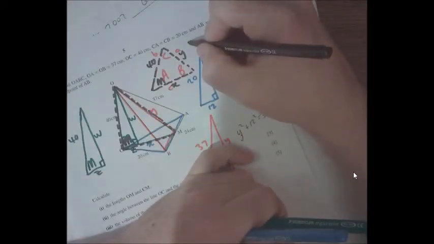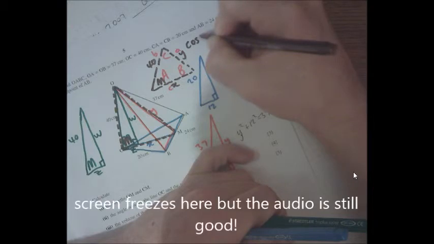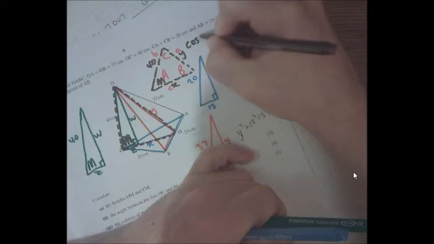Cos M equals x squared plus 40 squared minus y squared all over 2 times 40 times x. So when you know x and y, you can just type that into a calculator, go shift cos. You'll then know the brown value M. You'll therefore know the green value M, because it'll be the same.